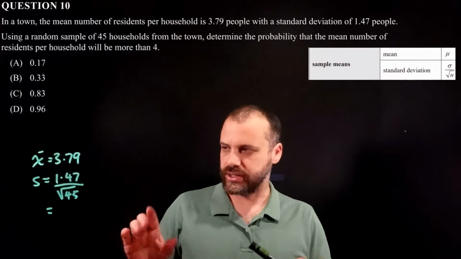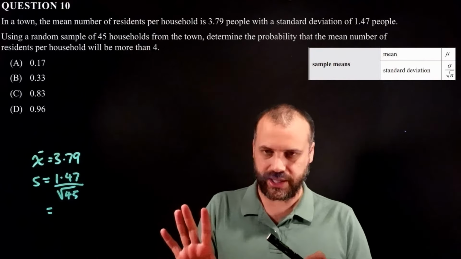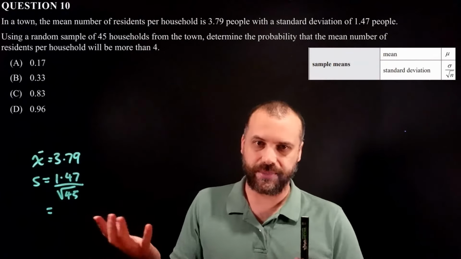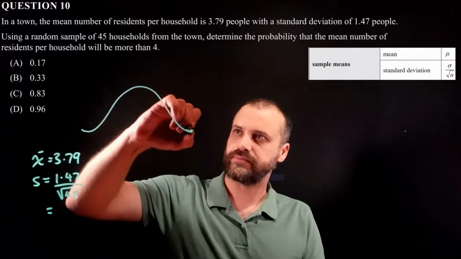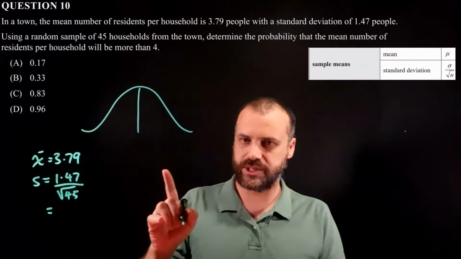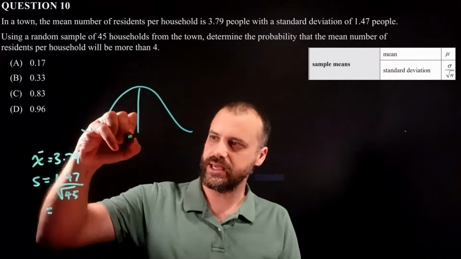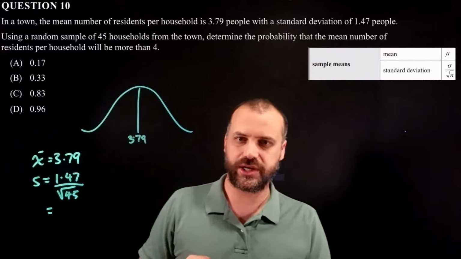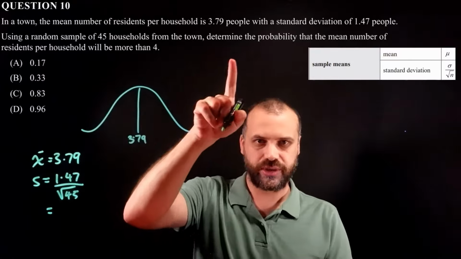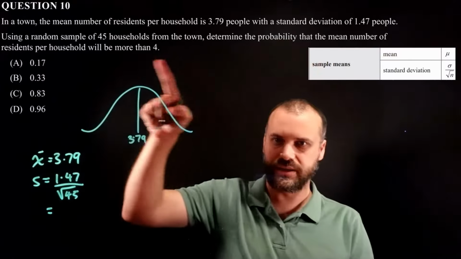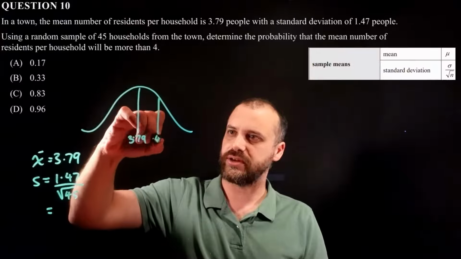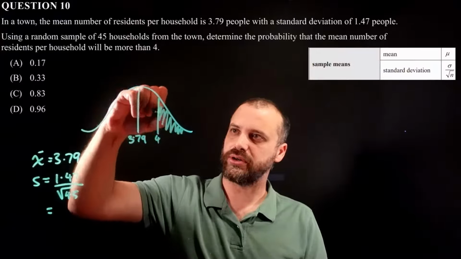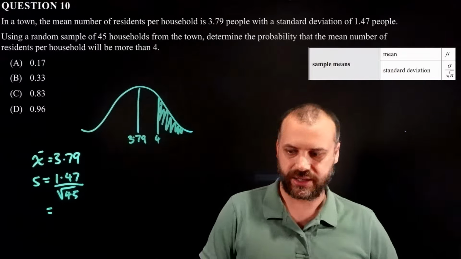45. All right, so I could calculate that, but I'm not going to calculate it for now. I know it's some number. All right, what am I trying to do? Let's draw a picture of it. Our sample means are going to be distributed around our mean of 3.79, and we want to know the probability that the mean number of residents per household will be more than 4. So here's our 4, and we want to know this here.